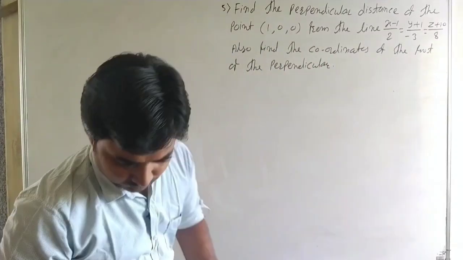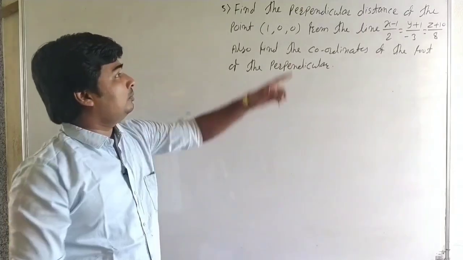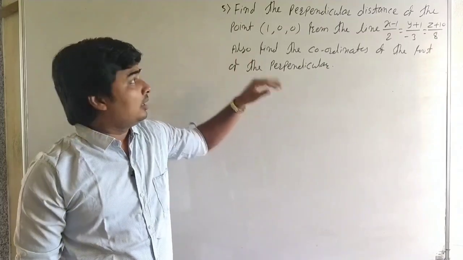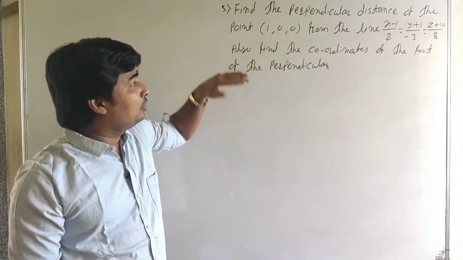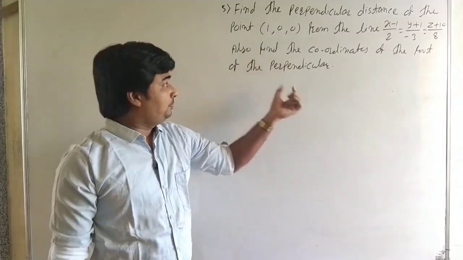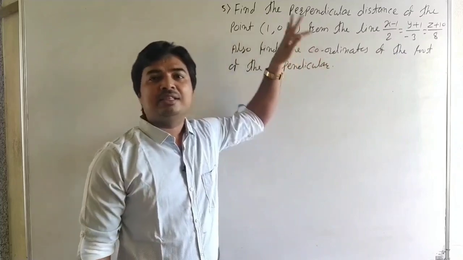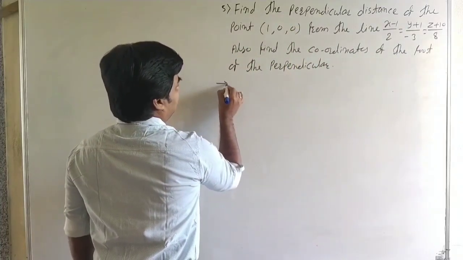Now we find the distance of a point from a line and also find the coordinates of the foot of perpendicular. The first question is to find the length of perpendicular, and the second is to find the foot of perpendicular. But here we first find the coordinates of the foot of perpendicular and then the distance between them. See carefully here.